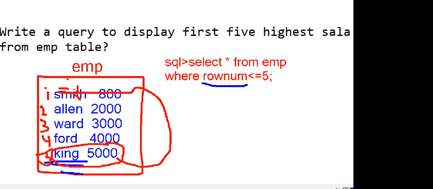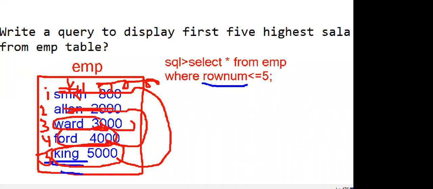Simple. Now suppose here King and here 5000. Now the second highest salary employee we have to identify and rearrange this data in place of the second row, then the third row, like this only. That's why we rearrange the data from highest salaries to lowest salaries.